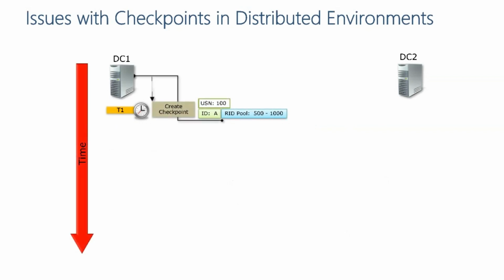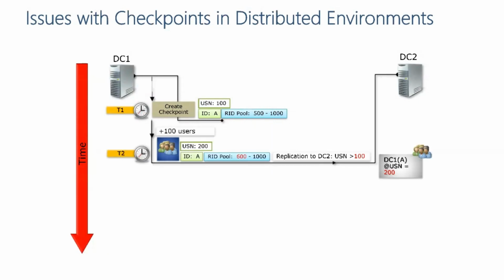So here's that Active Directory situation. You've got two DCs that replicate. This DC creates 100 users. Sorry. This DC has a RID pool between 500 and 1,000. So just that's the range, okay? So we take a snapshot. We create 100 users. So now the RID pool has reduced by 100, right?